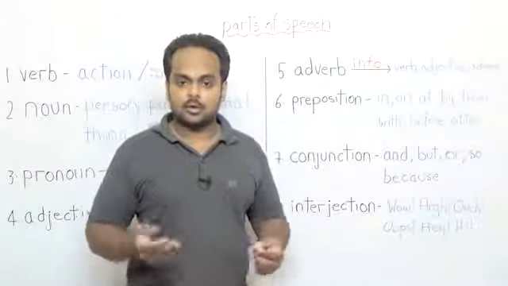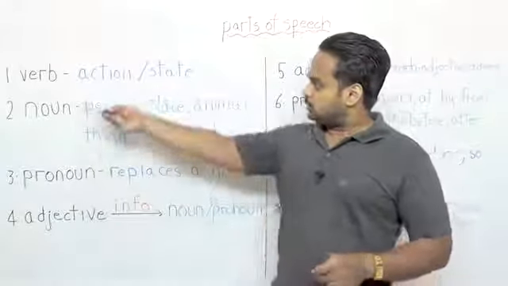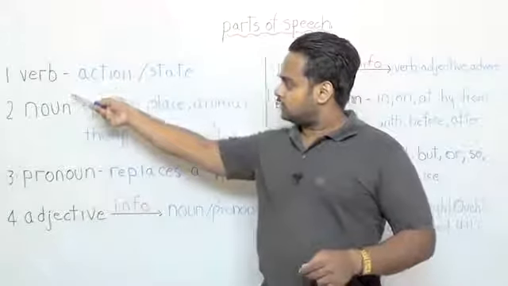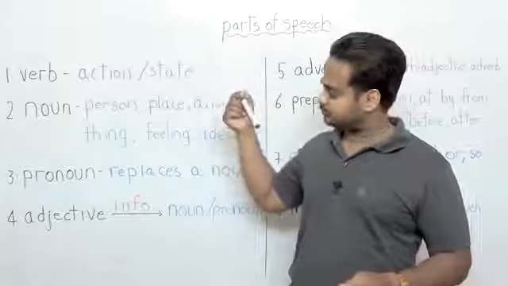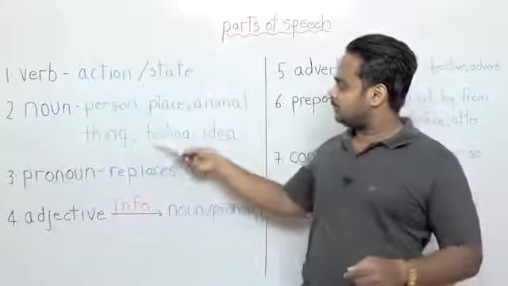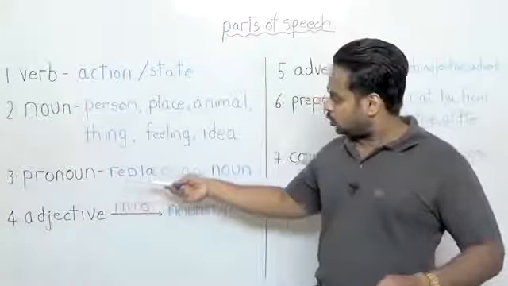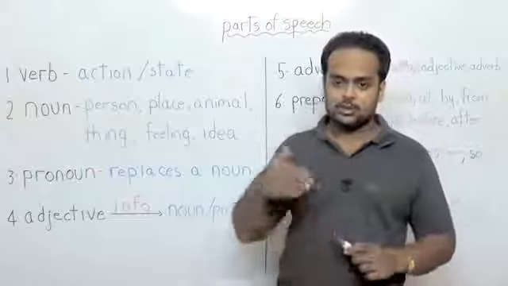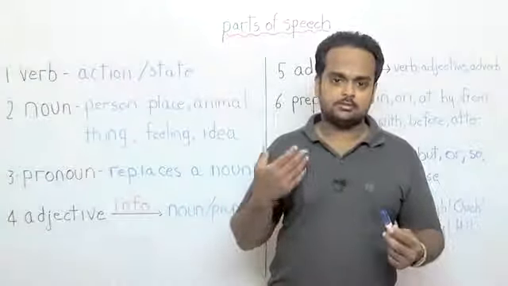Let's do a quick recap of what we've learned today. We started with the verb. The verb is a word that shows an action or a state. State means situation. A noun is a person, place, animal, thing, feeling, or idea. A pronoun replaces a noun. And we use pronouns so that our speech is not repetitive and more natural.